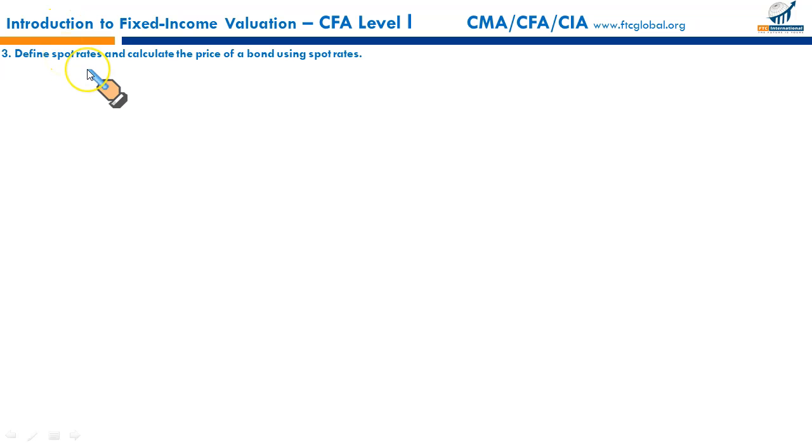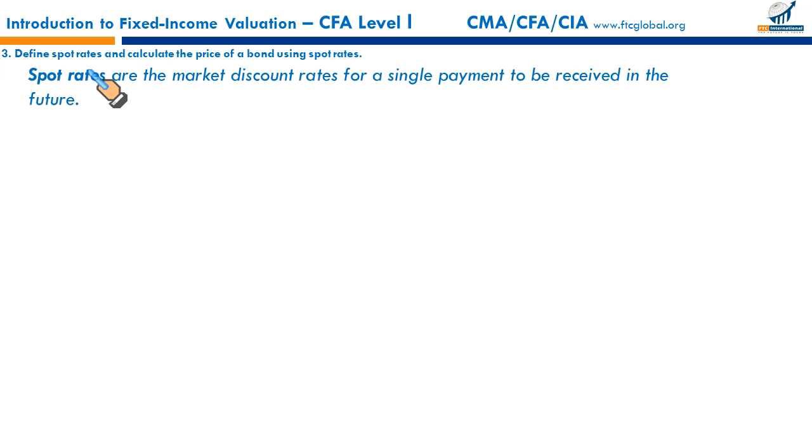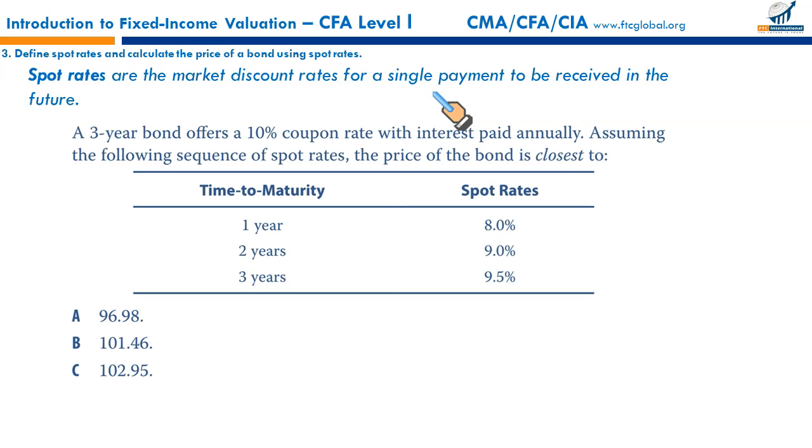So the next reading is: define spot rates and calculate the price of a bond using spot rates. This is the definition: spot rates are the market discount rates for a single payment to be received in the future. So basically the discount rates for zero coupon bonds are spot rates, and we sometimes refer to spot rates as zero coupon rates or sometimes simply zero rates. So let us try to grasp the idea with the help of an example.